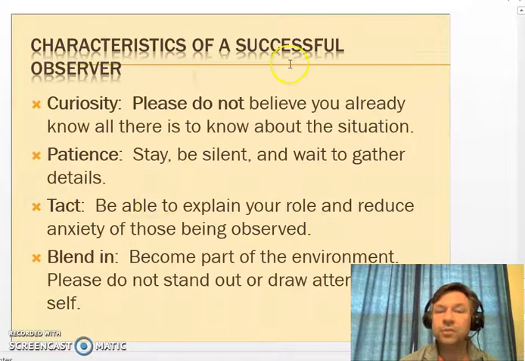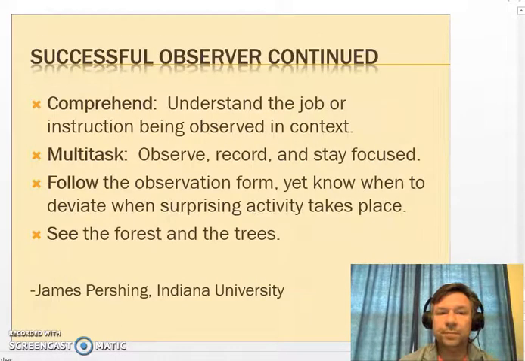A successful observer, as you collect your information, be curious. Remember, you don't have all the pieces. Be patient. Wait to see things unfold. Explain your role and lower the anxiety and try to blend in, work with the students to kind of become part of the lesson, which makes it a little easier for the teacher.